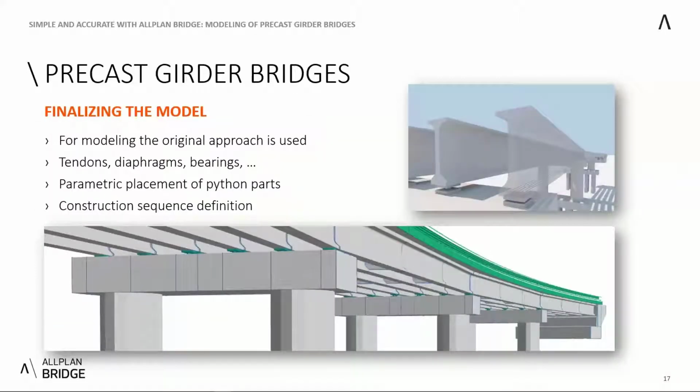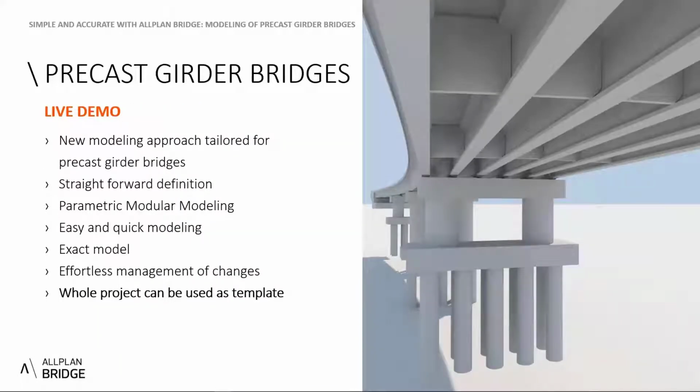With the finished haunch definition, the modeling of the main bridge elements is done. Now all other details like diaphragms, bearings, side curbs, parapets, pavements, barriers, and so on can be modeled using the initial modeling approach, new types of elements, or by placing Python parts. With this, I would like to conclude my theoretical part of the presentation. I hope you can see how all these new features result in a new modeling approach, which is especially tailored for prefabricated girder bridges. The straightforward definition speeds up the modeling process and allows you to generate an exact model with ease.